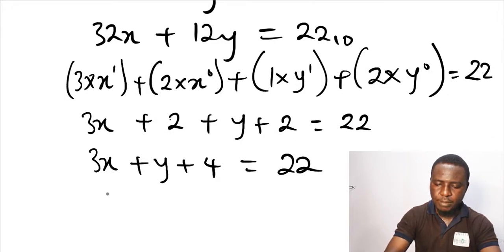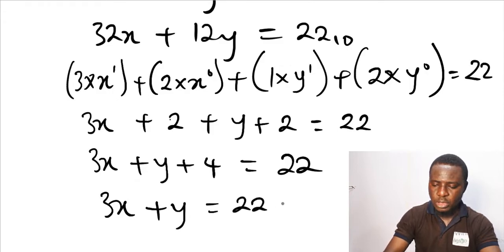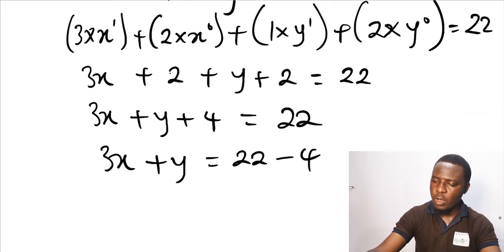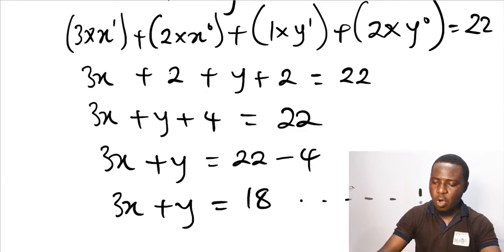And this is 3x plus y is equal to 22 minus 4. This is 3x plus y being equal to 18. Call this equation 2.